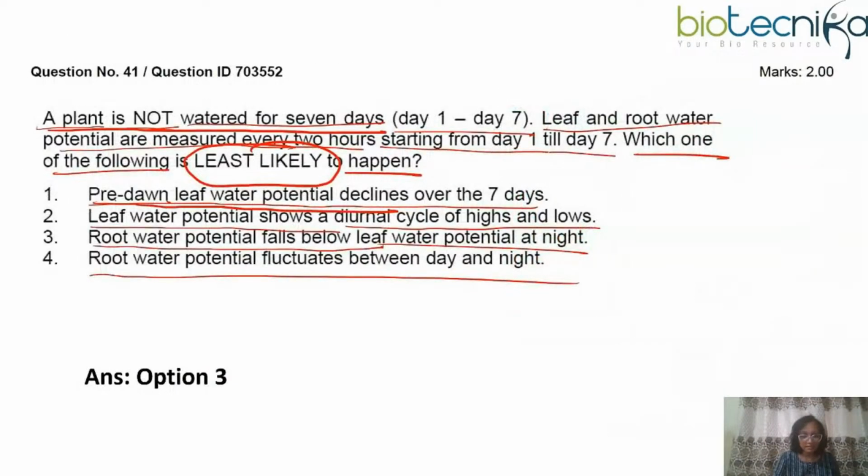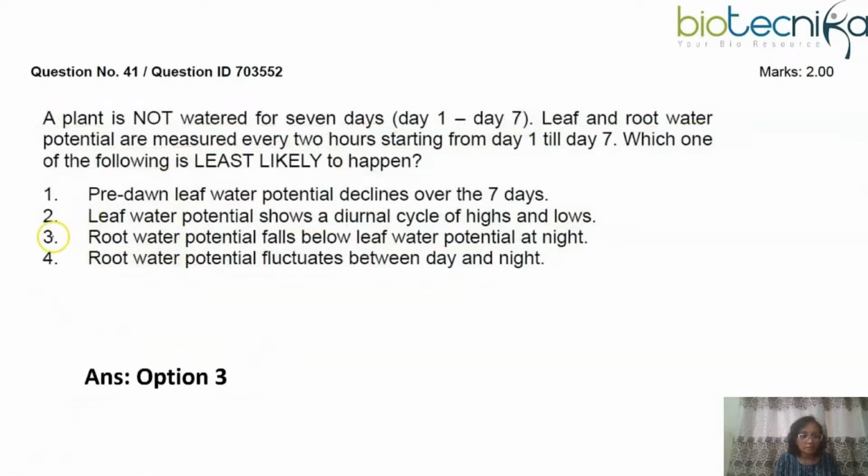And that is the reason why the answer is option 3. Okay, the answer is option 3. Root water potential falls below leaf water potential at night. That does not happen, especially at night, because at night time transpiration rates are relatively low. The roots will have higher water potential as compared to leaf water potential. So this one is the least likeliest to happen.